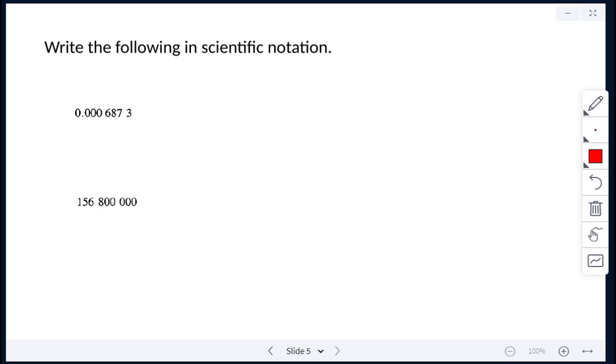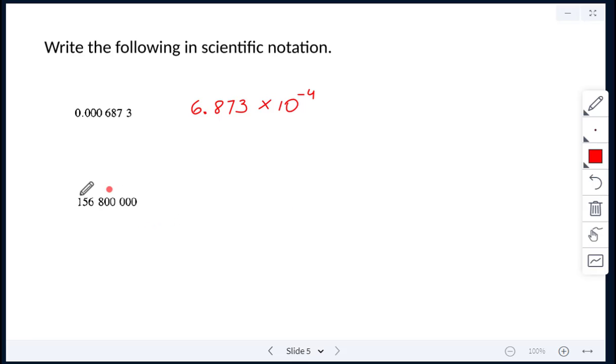Okay, so we have these two examples. We're just going to write them in scientific notation. So the first number is a number less than 1. So we know it's going to be a negative exponent. So we just have to move our decimal place to here, our first non-zero digit. It's a number that is greater than 1 and less than 10. So 1, 2, 3, 4 decimal places. So this becomes 6.873 times 10 to the power of -4.